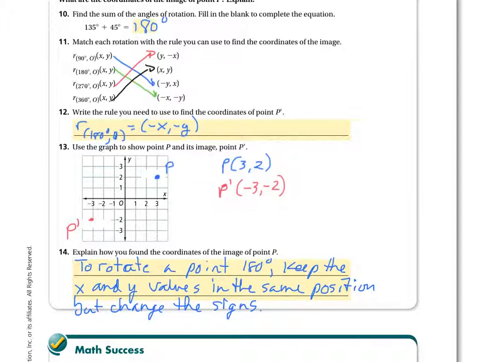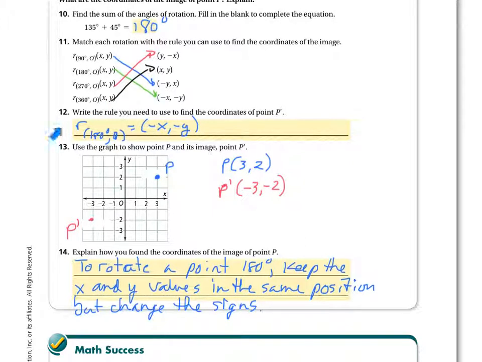So here are your answers. Up here, your 90 degree rotation is negative y, positive x. Your 180 degree rotation, which is what we just did, is negative x, negative y. So the x and the y stay in the same spot. You just change their signs. And then the 270 is y, negative x. And then 360 stays identical, x, y.